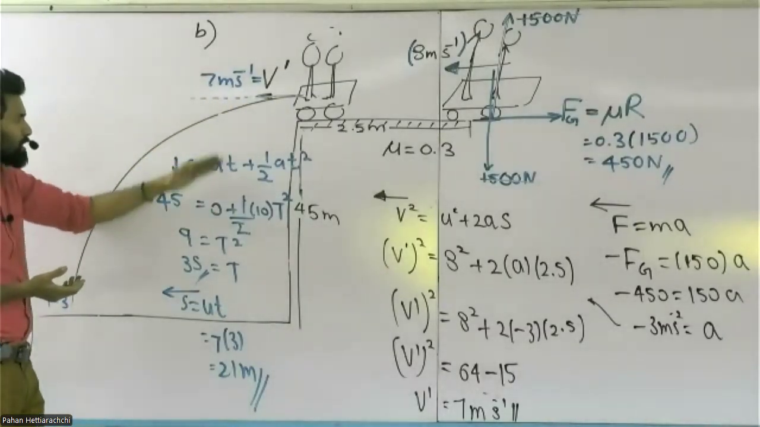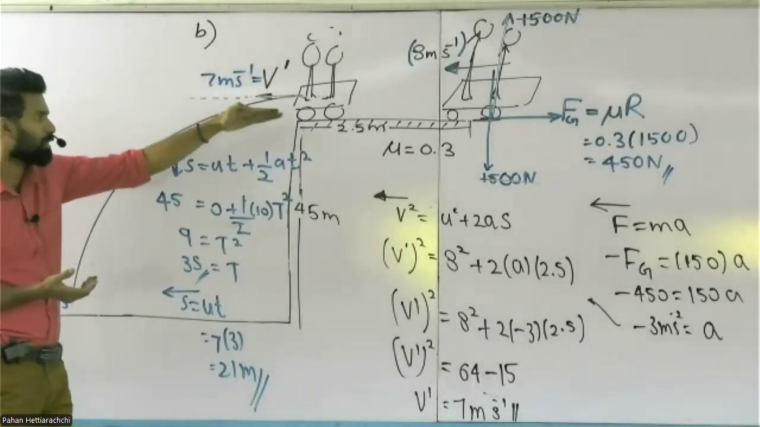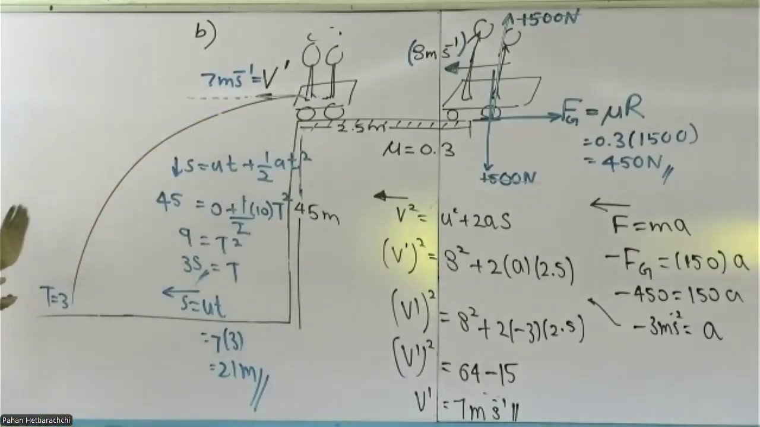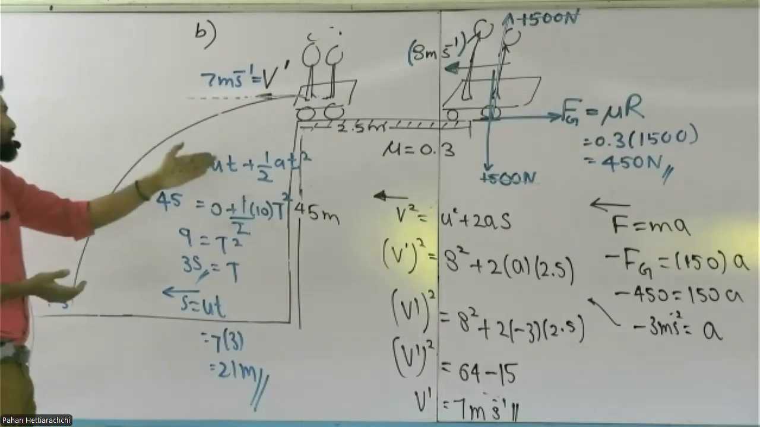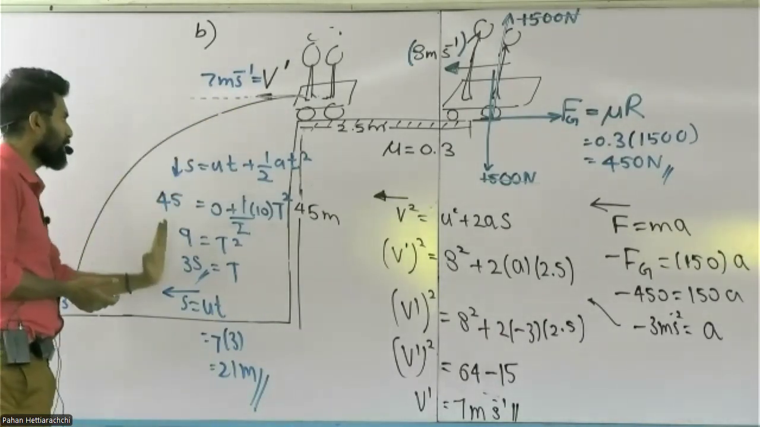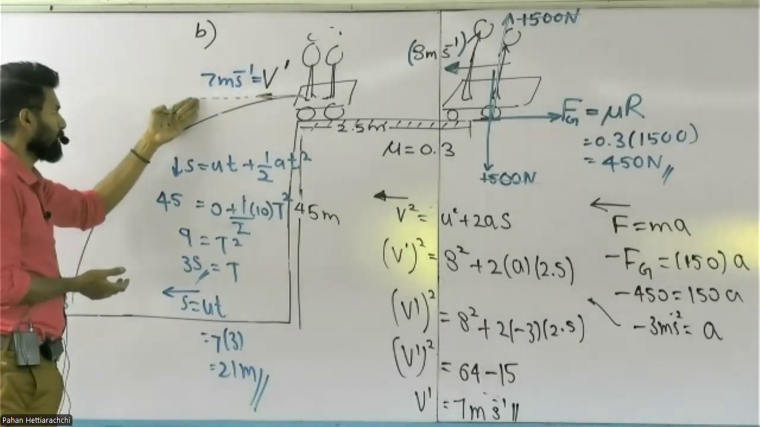But in the free space, due to the acceleration of gravity, it will come down 45 meters before hitting the ground. Apply s equals ut plus half at squared downward, 45 meters. Initially, the velocity is horizontal.